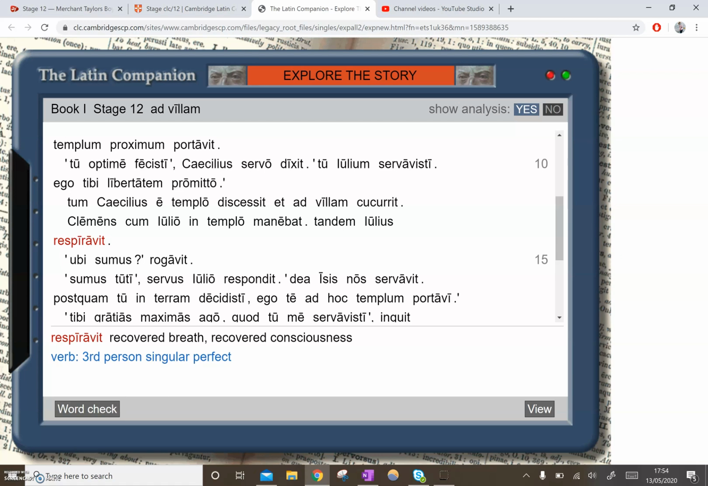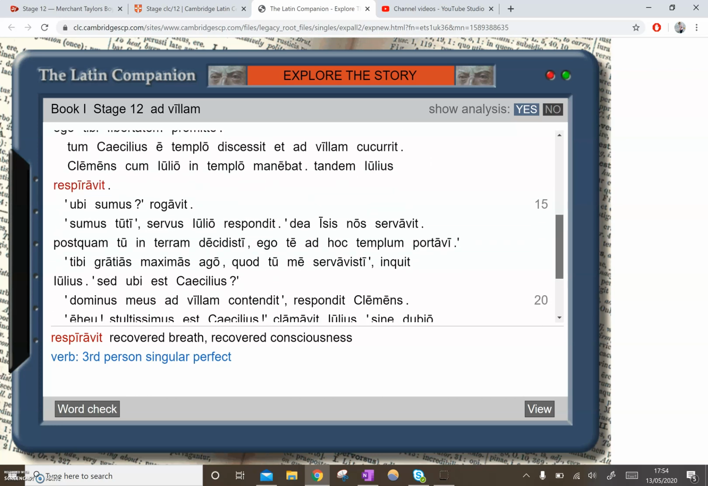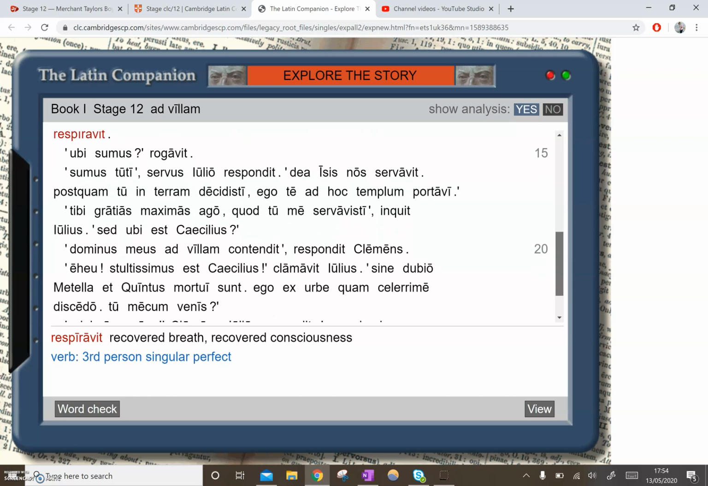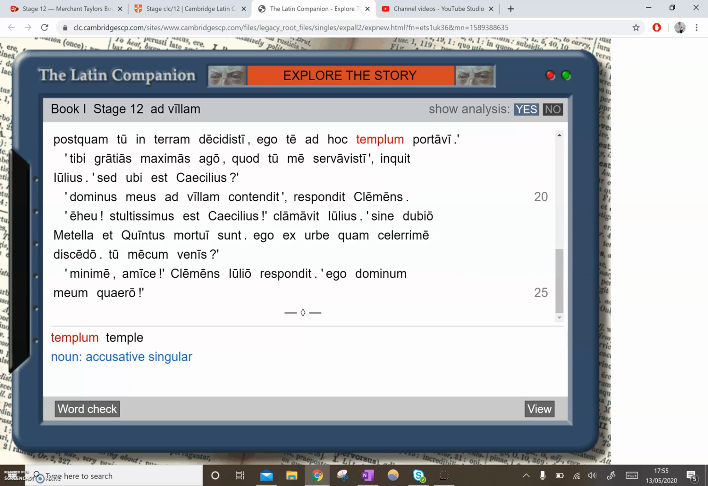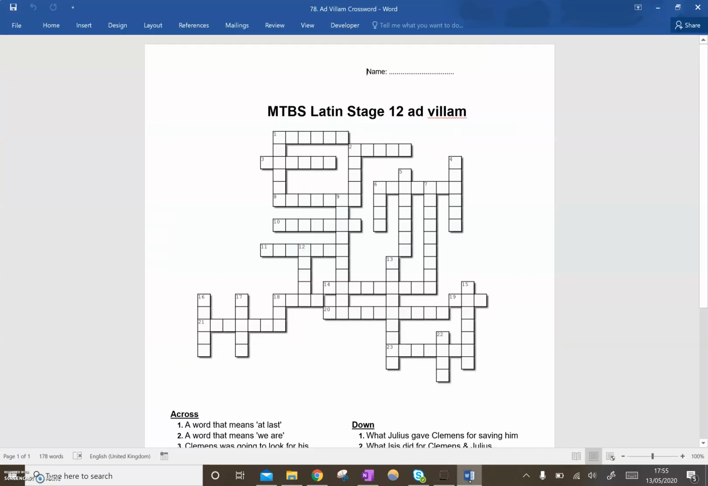So boys, you are now in charge of translating from where it says ubi sumus on line 15. This should be very straightforward because you can click, as I say, on any word and it will tell you what it means. So you should be able to figure out exactly what's going on. Rather than sending me your translation, once you get to the end on line 25, I want you to complete a crossword. And if you can fill in all the answers on the crossword, that means you've understood the story. I'll attach that as a separate document.